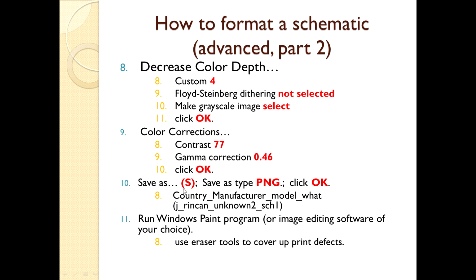That's S. For the technical drawing schematics, we want those in PNG format, so we'll select that. And here's the format of the file name: the country, manufacturer, model, and what it is. The separator character is the same, the underscore. For the example I'm running through here, it's Japanese, so it's J, underscore, Rinkan is the manufacturer, underscore, unknown 2 is the model name that we gave it in RM, underscore, and then SCH1 for the schematic.